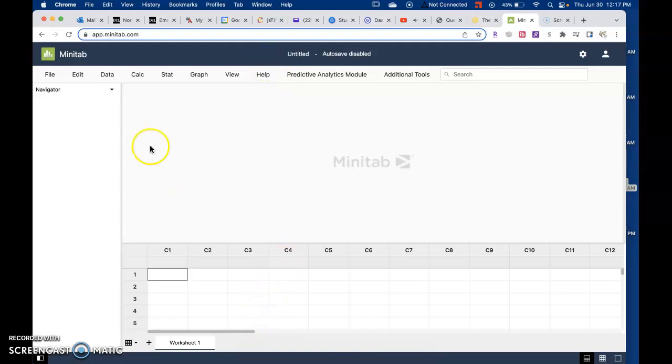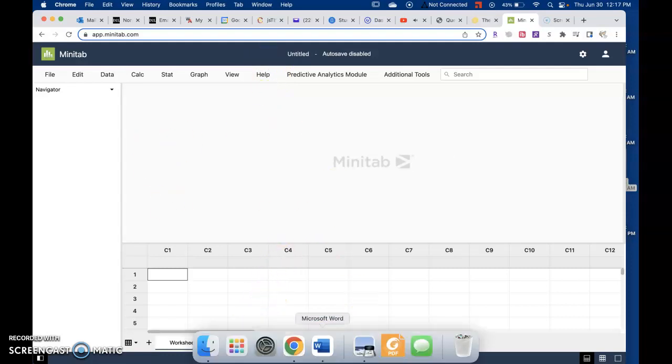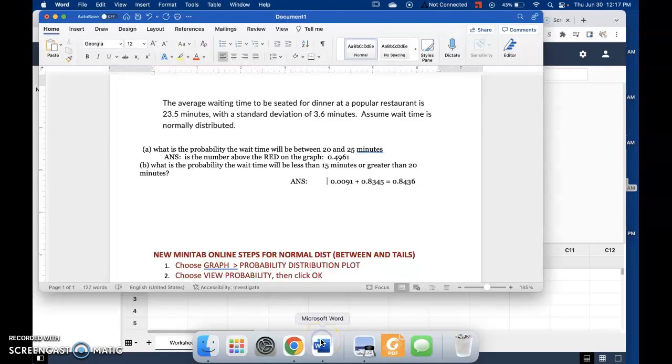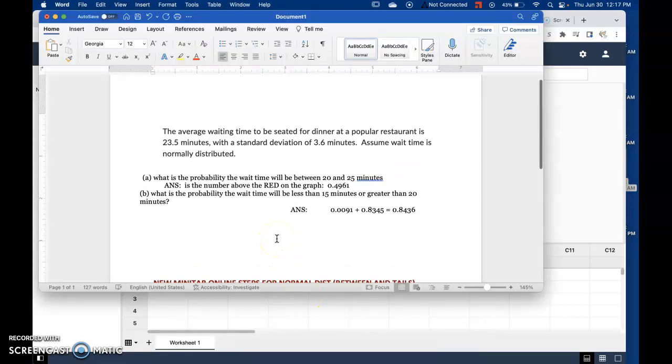Okay, I wanted to do an example for normal distribution in Minitab. So let's say the average waiting time to be seated for dinner at a popular restaurant is 23.5 minutes, and the standard deviation for that is 3.6 minutes, which means it's not too spread out from 23.5 minutes total. Remember, standard deviation is the spread, and 23.5 would be your mean average waiting time.